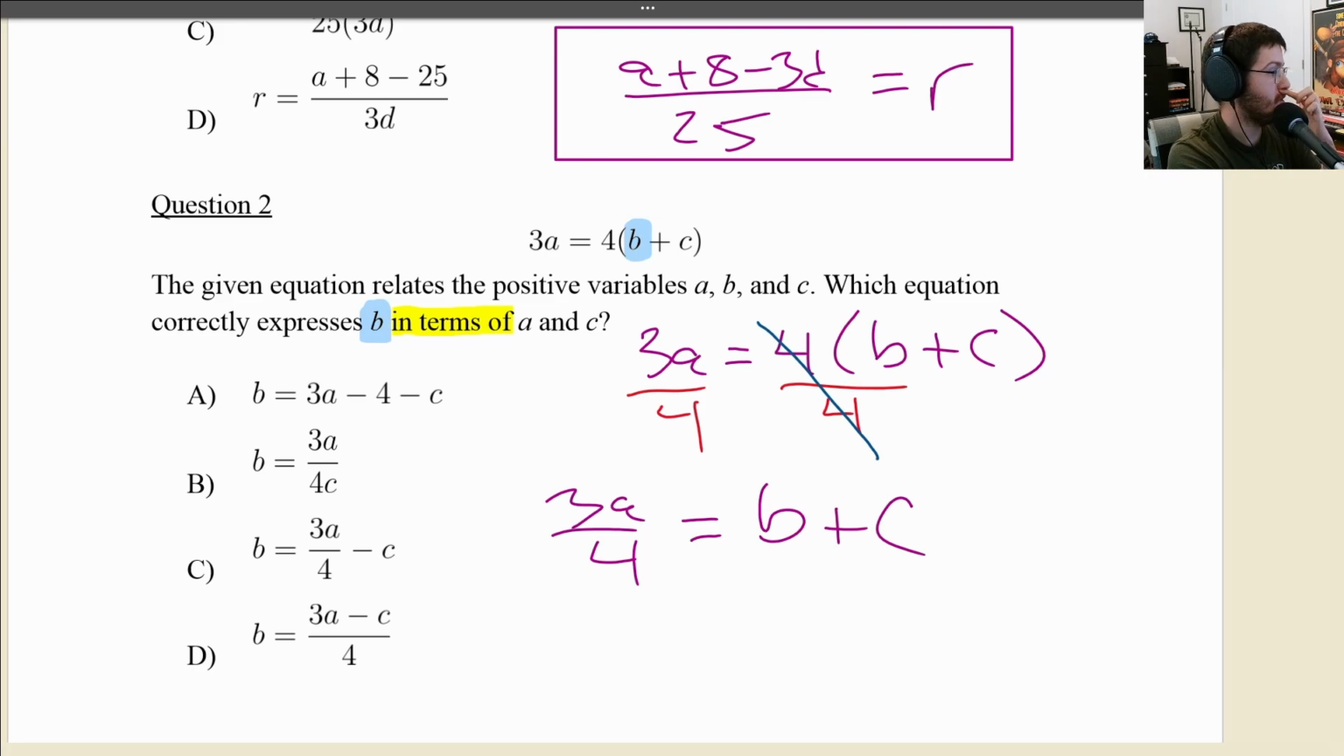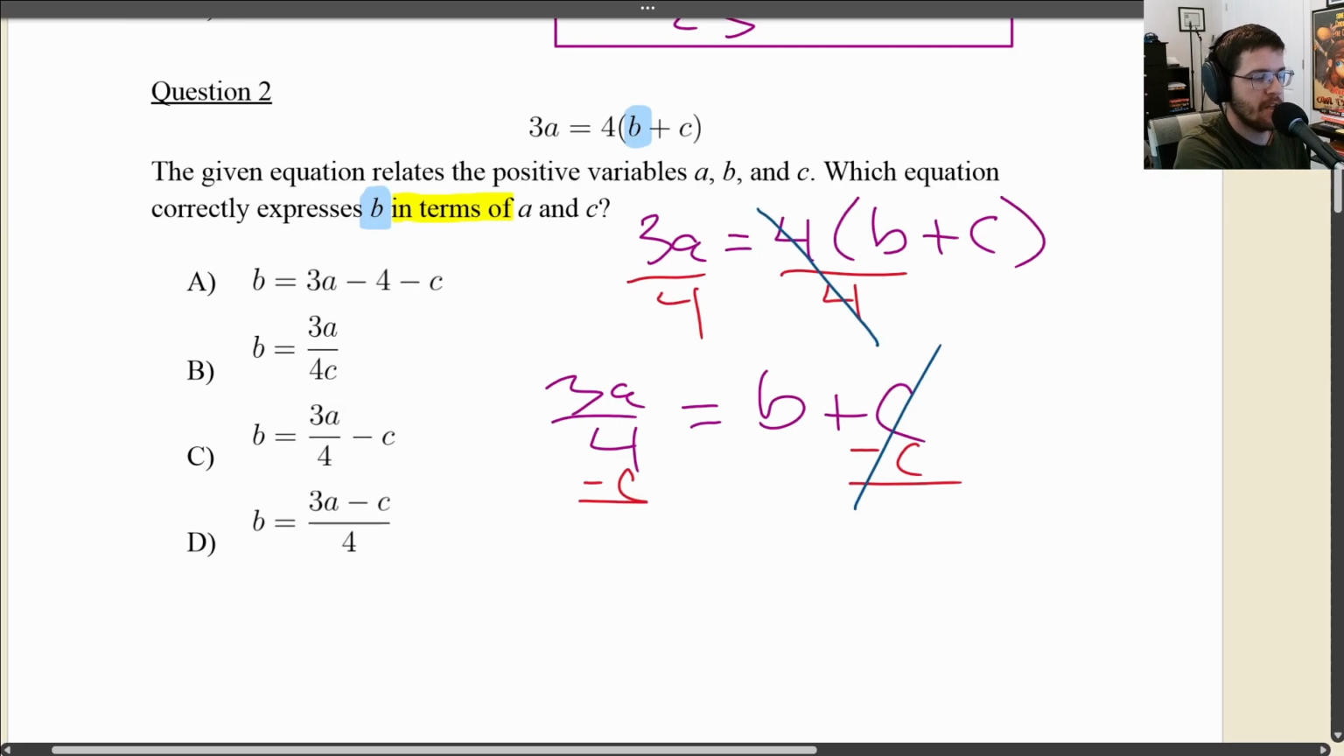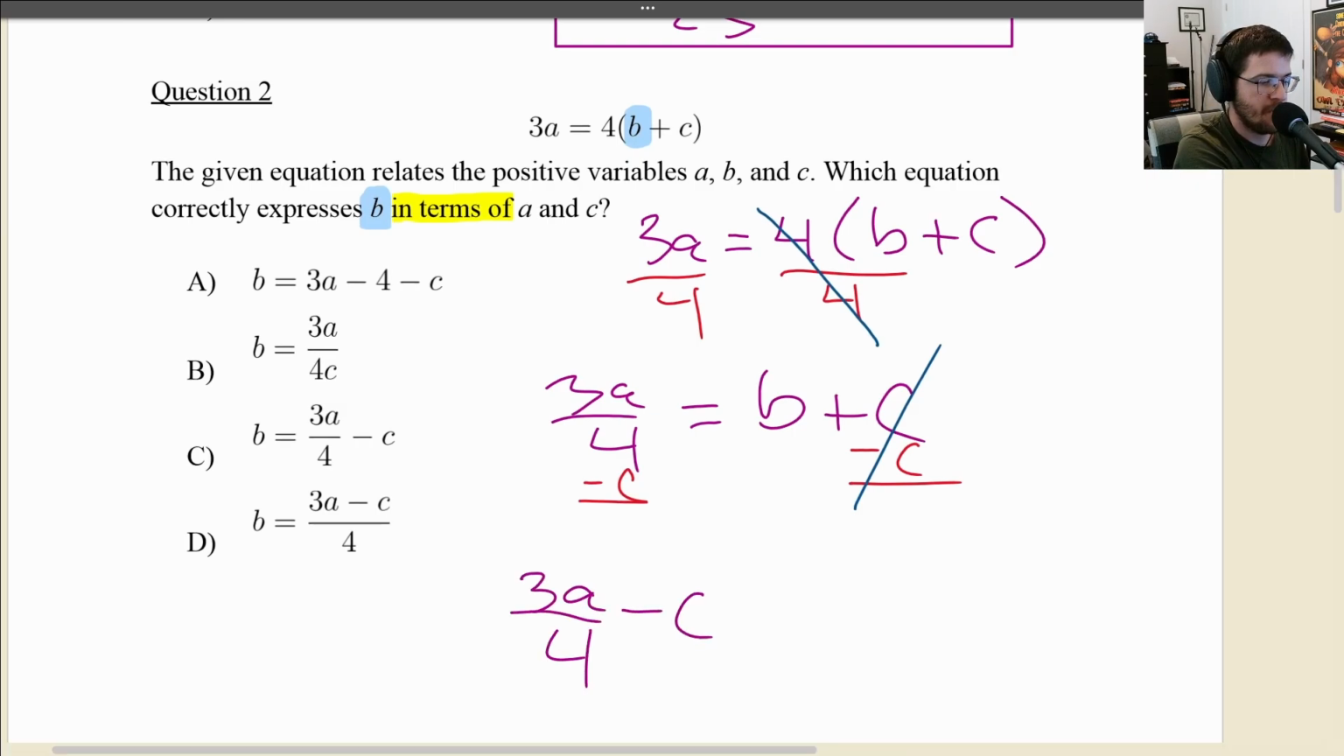And now I just got to move the c that's on that side. So I'm going to subtract c from both sides. C minus c is 0, so this guy goes away. And we should get something like this. 3a over 4 minus c is equal to b.